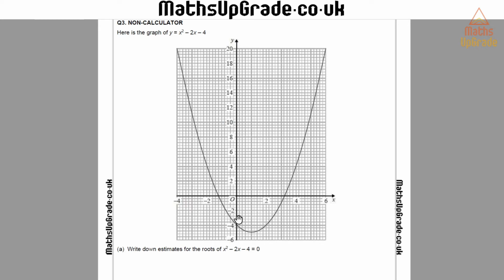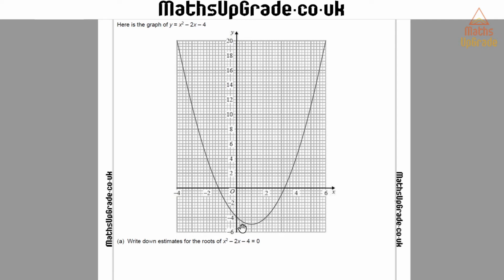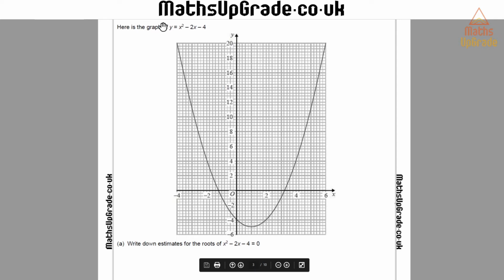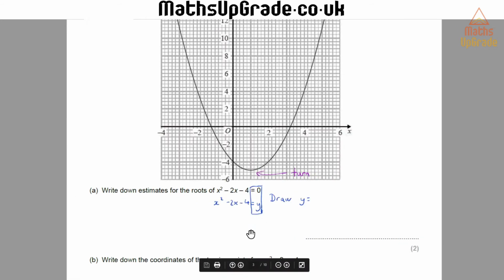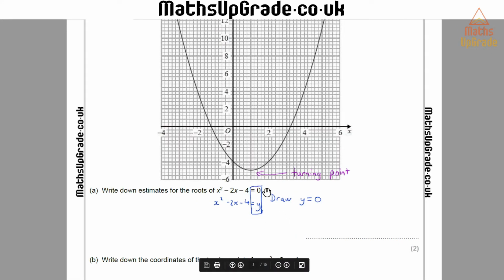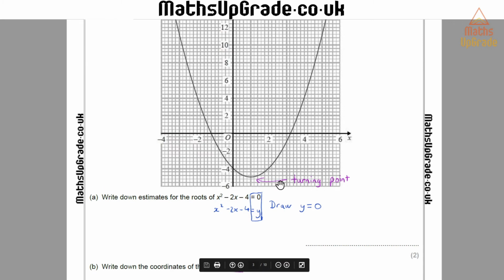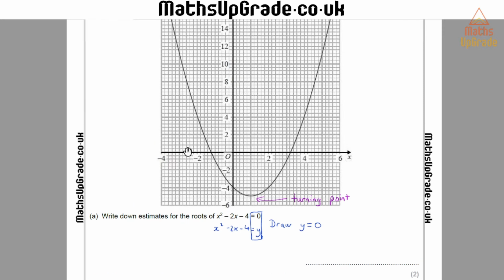We've got to write down estimates for the roots of x squared minus 2x minus 4 equals 0. So compare this equation here with the equation of the graph. If you compare them, you'll notice that you can draw y equals 0. So if I draw y equals 0, that's where the roots exist. So y equals 0 is actually the x-axis.